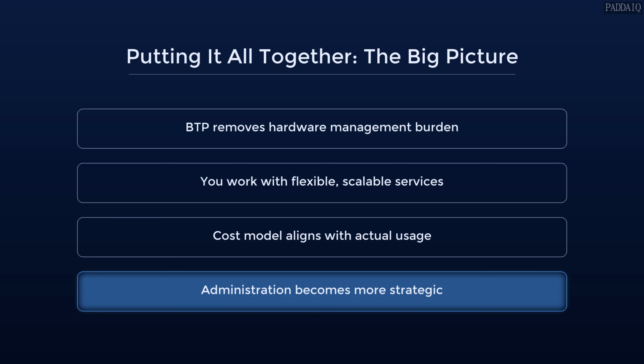Administration becomes more strategic. This means IT teams shift from routine tasks to planning innovations. For example, instead of just monitoring systems, they now use analytics to predict needs and automate scaling for seasonal sales. This elevates their role to driving business growth directly.